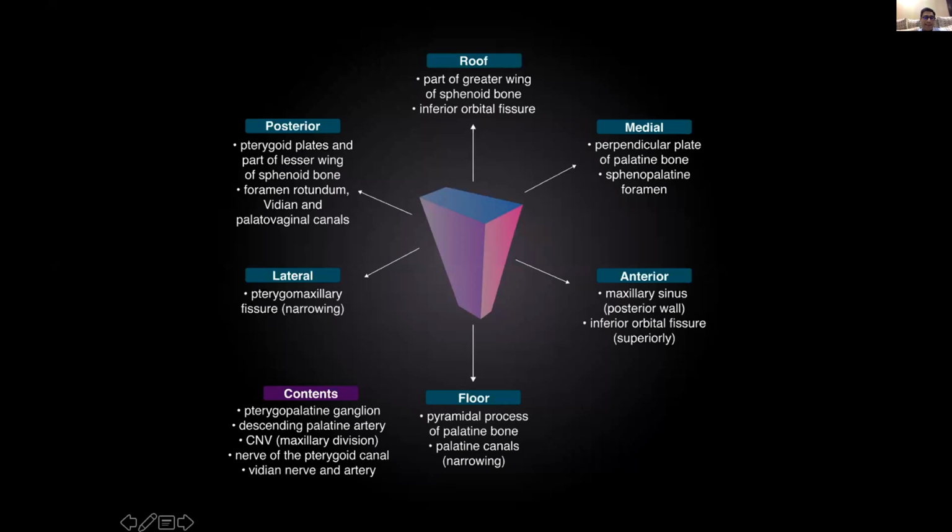And the contents, as I said: the pterygopalatine ganglion is a content. The descending palatine artery is a content. If the descending palatine artery is hypertrophied or has neovascularization, it can give spurious enhancement, and you might label it as pterygopalatine fossa involvement. One has to be very critical in assessment of the pterygopalatine fossa. You have the maxillary division of the fifth nerve, and you have the Vidian nerve and the Vidian artery.